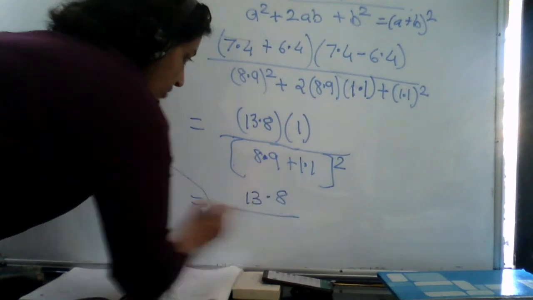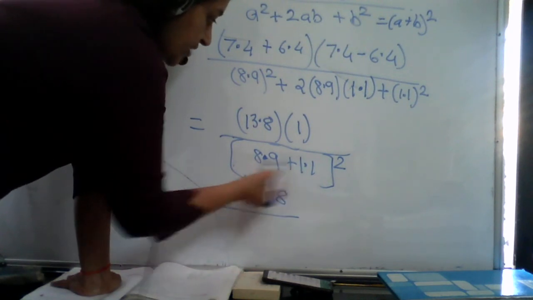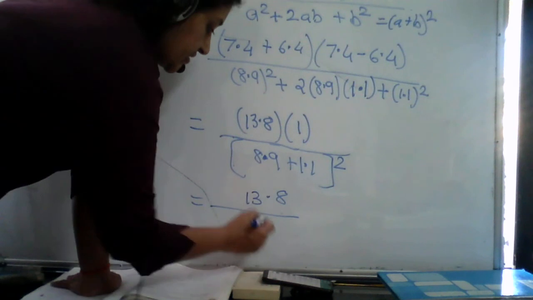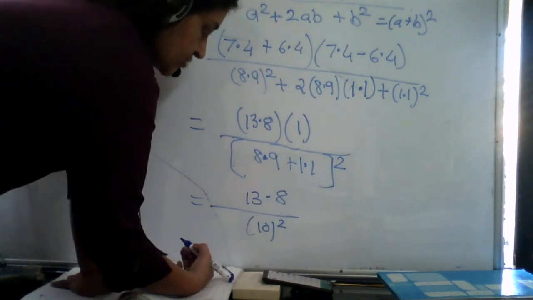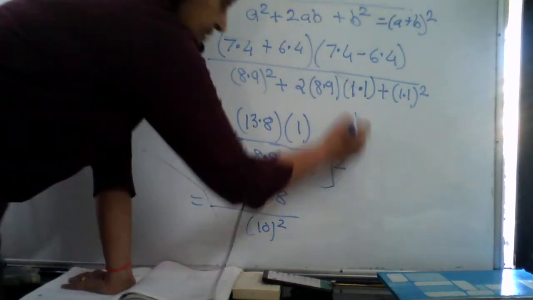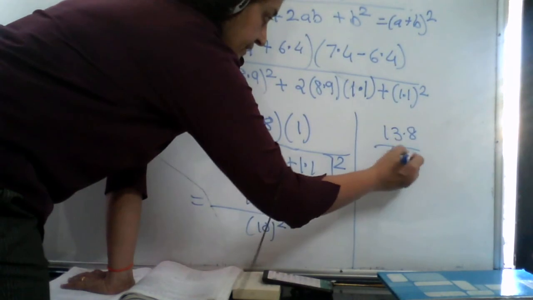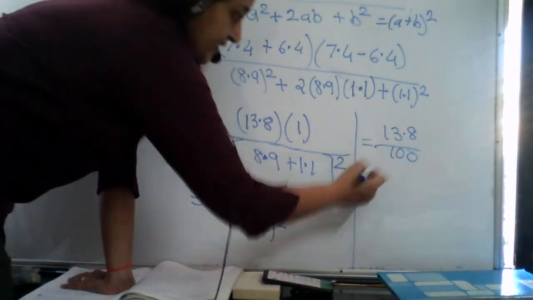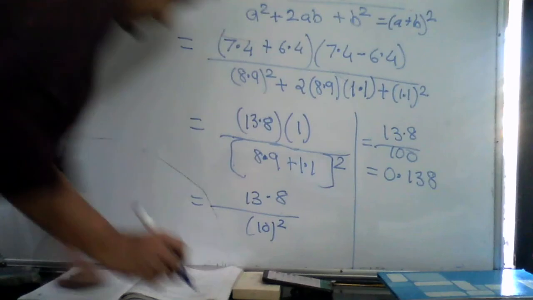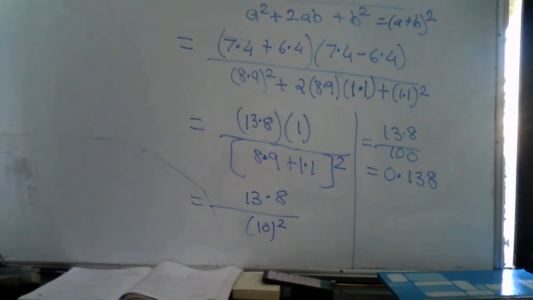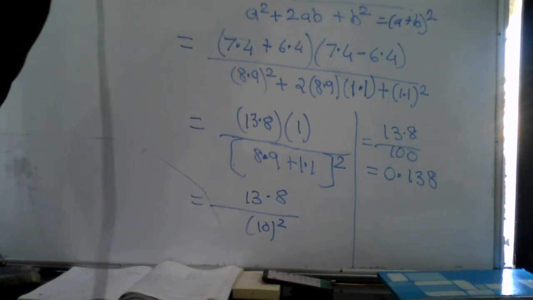13.8 upon, now what is this? 8.9 plus 1.1, 8 plus 1 is 9, this is 10, means what? It is going to be 10. 10 to the power 2. 10 to the power 2 in the sense what? It is 100. It means 13.8 upon 100. So if I have to write it in decimal, 0.138 would be your answer. Hope this is understood. Let me know if you need more explanation over this. Thank you.